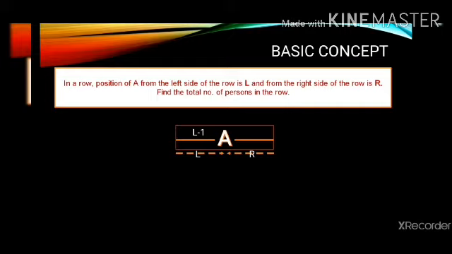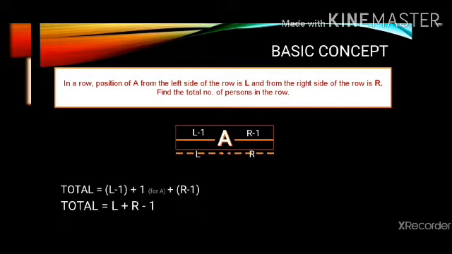Therefore, L minus 1 people are sitting to the left of A and R minus 1 people are sitting to the right of A. Now when I have to find the total number of people sitting in the row, I can say it is L minus 1, that is the number of people to the left, plus 1 when we are counting A itself, plus R minus 1. When we add these three, we'll get a formula: L plus R, that is left plus right, minus 1.